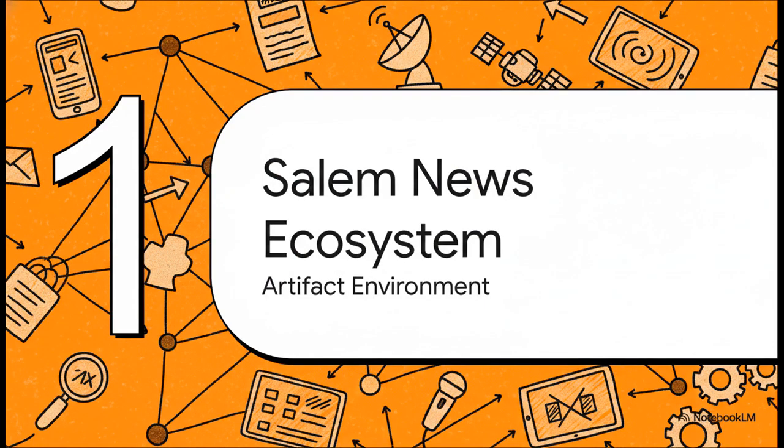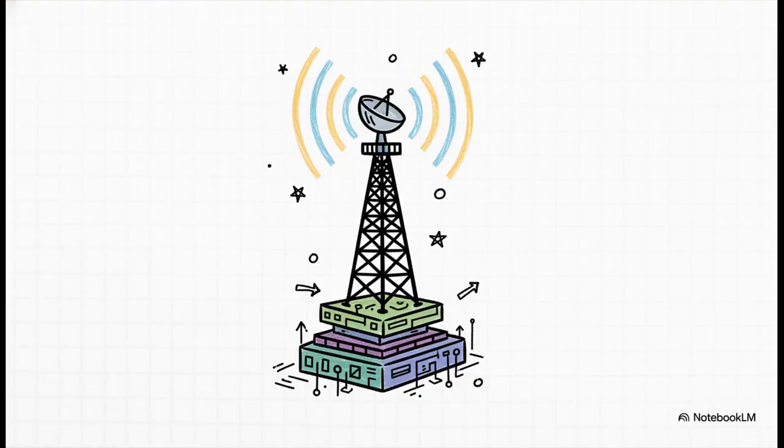Section 2. The Salem News Ecosystem. The environment of the artifact. You see, you really can't fully understand a piece of information without understanding exactly where it lives. Hidden right there in the text of our source data is the name of the network, Salem News Channel. By isolating this specific network name from the jumble of text, we establish the origin platform of our digital artifact.